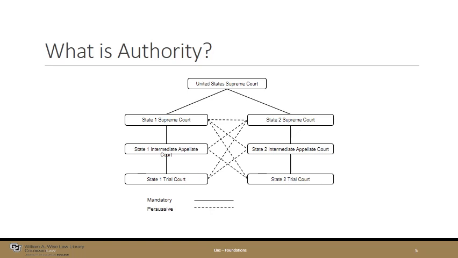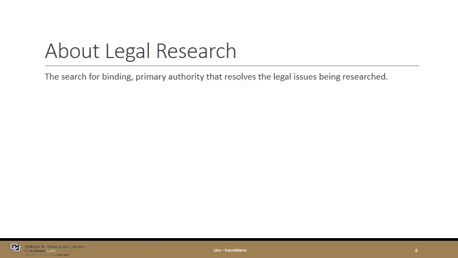So now that we have an understanding of authority, I think we can go back and refine our definition of what legal research is. It is the search for binding primary authority that resolves the legal issues being researched. Along the way of finding that binding primary authority, we will uncover non-binding primary authority as well as secondary authority, all of which will help us understand the law in the particular area and how that law applies to our particular legal situation.